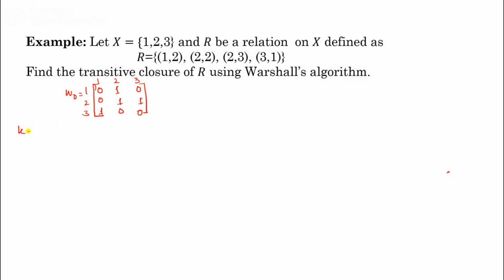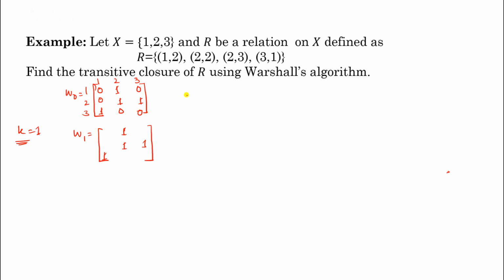Now start with k equal to 1. Now we have to find W1. To find W1, apply the first rule. These elements are Aij and these elements are Bij. If Aij equal to 1, then Bij equal to 1, meaning wherever the elements are 1, in Wk all these elements will be 1. So this is the first rule: Aij equal to 1, then Bij equal to 1.